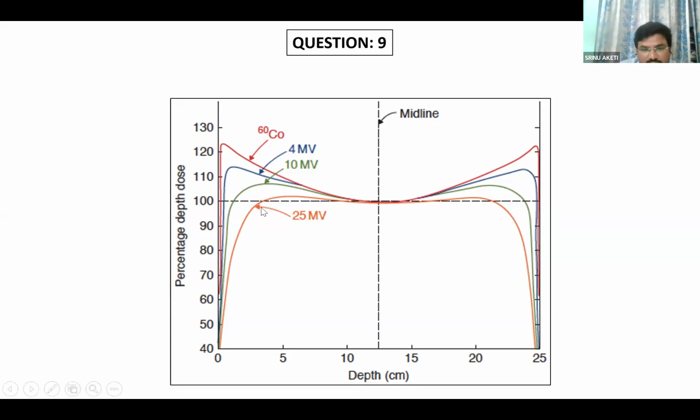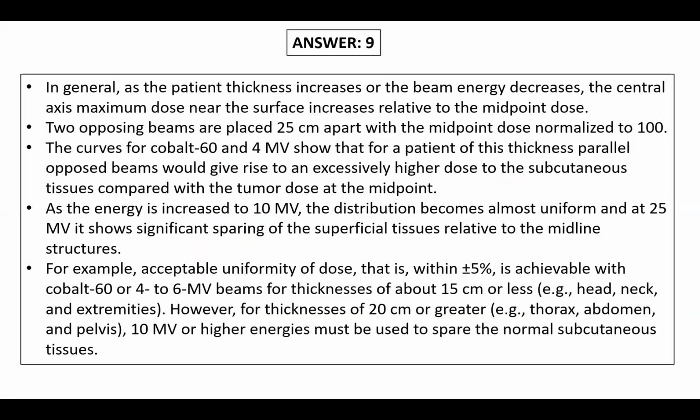If you go for higher energy in APPA, you will get a better homogeneous dose. That's why if you see 25 MV, the red curve is almost matching 100. More homogeneous. But if this is a 25 centimeter patient separation, at the periphery, if you use low energy, a higher dose is delivered. You want to deliver 100% dose, but here it is receiving 120. So more normal tissue and subcutaneous dose. So this is the explanation.